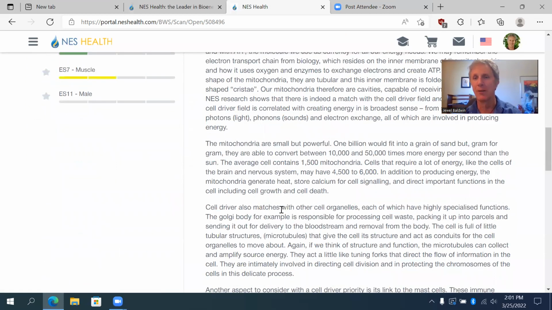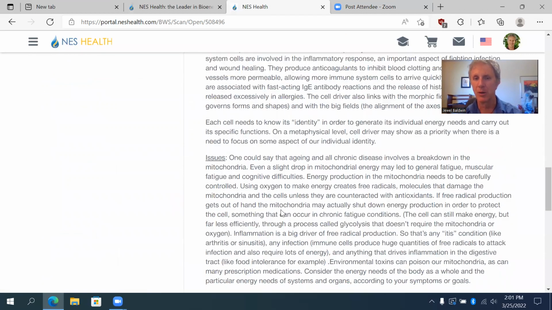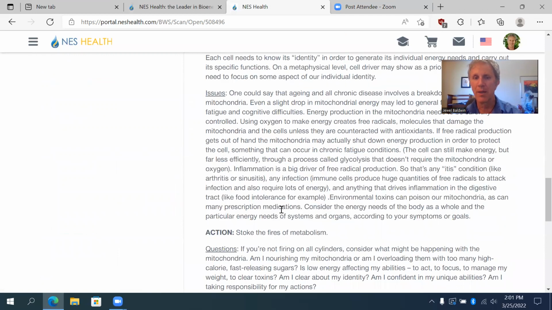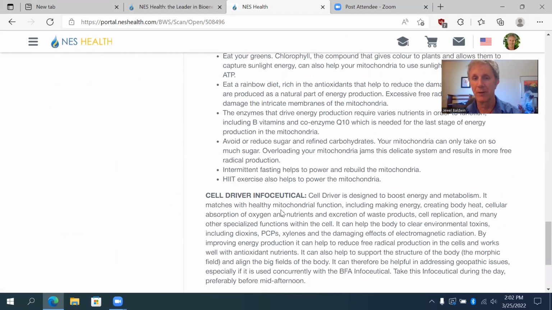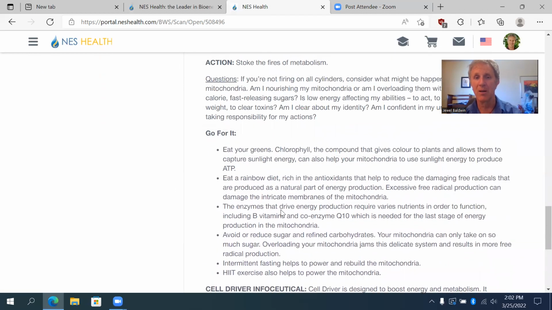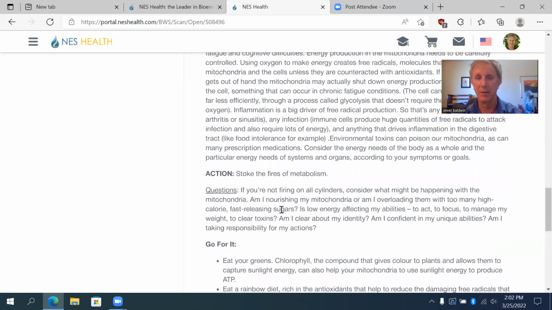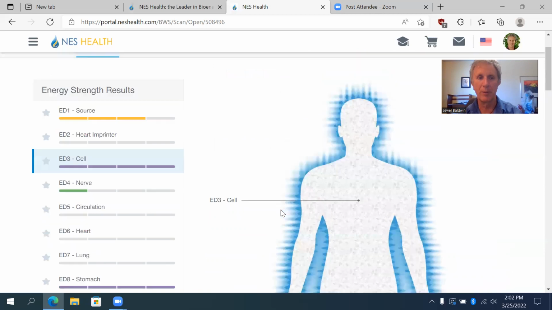So that's mitochondrial function. That's getting more sunlight, getting more earthing, getting better sleep quality. All of these things, possibly taking an infoceutical for cell energy. All these things relate to cell driver. There's a remedy for that. Exercise, all kinds of things, getting your diet more dialed in to produce energy. So this was a priority for me.